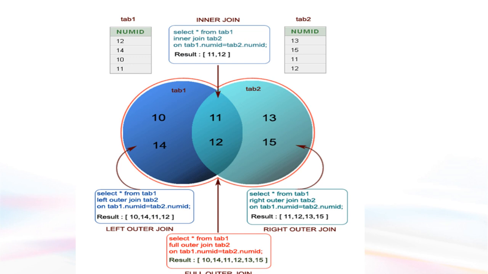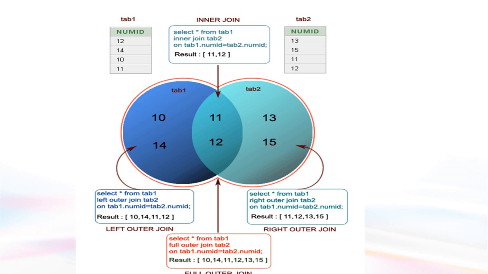But are there any matching records? What records will be matched with the condition table 1 dot numid equal to table 2 dot numid? Only the matching records, which are 11 and 12. So 12 and 11 are the matching records. The matching records plus the records which are only in the left table will both be printed.